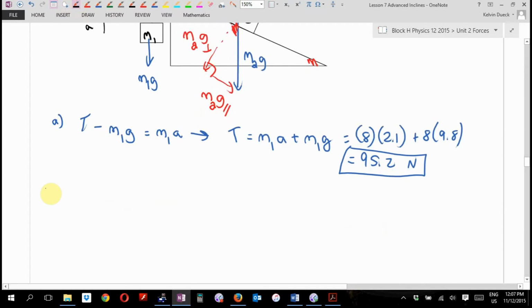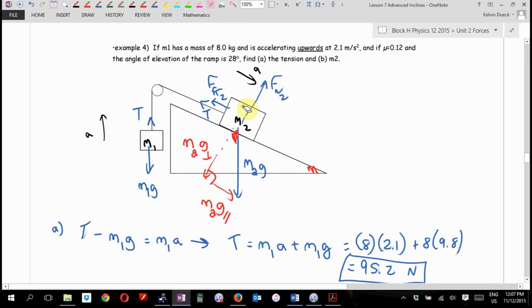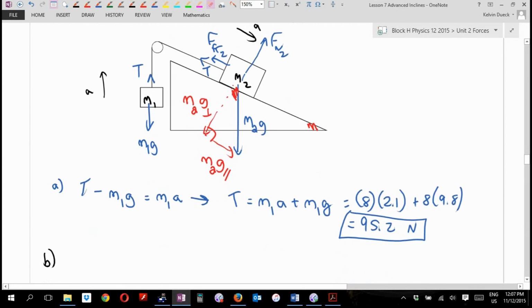Okay, let's find a mass. Put your pencils down and look up. One way to do this, since we know that mass 2 is sliding down, we could write an equation for the entire system, both masses. We could do our winner minus loser. Don't write this down. We could go M2G parallel, the winner, minus friction force 2, minus tension plus tension minus M1G.